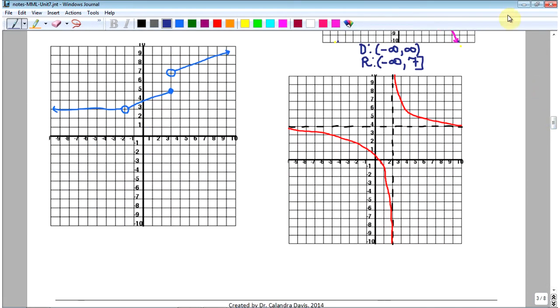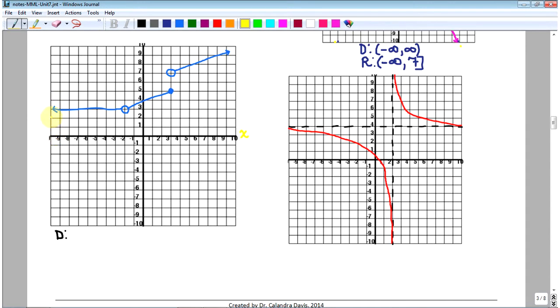Okay, looking at our third graph. Okay, let's start with our domain again. So the domain is the set of all x values. So we're now looking at our x-axis. Let's start with the smallest x value. I see that I have an arrow going to the left, so that means the graph is going to continue in that pattern to the left.